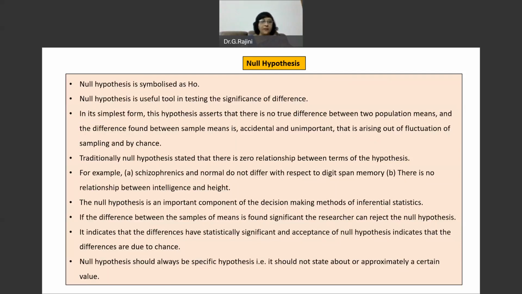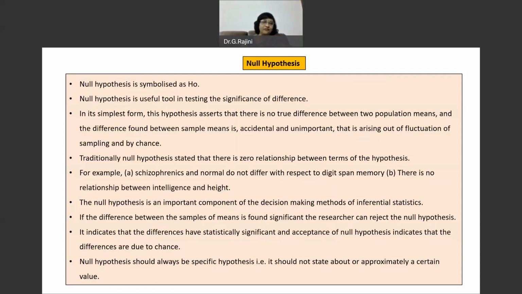So traditionally, the null hypothesis stated that there is zero relationship between the terms of the hypothesis. Okay. For example, we can state the null hypothesis like this. Always the null hypothesis is a negative statement. Schizophrenics and normals do not differ with respect to digit span memory. Okay, so it's a medical terminology. So we can find out whether there is a difference or not based on the span memory. There is no relationship between intelligence and height.